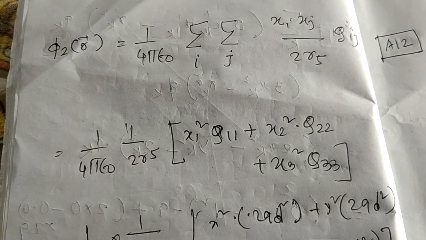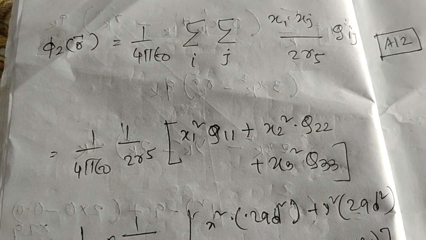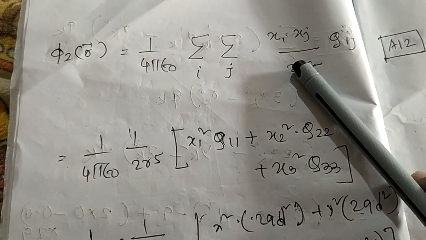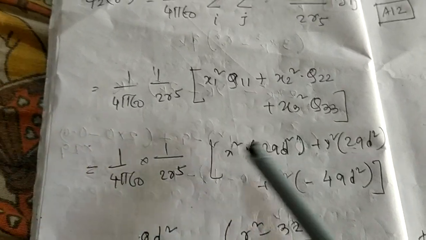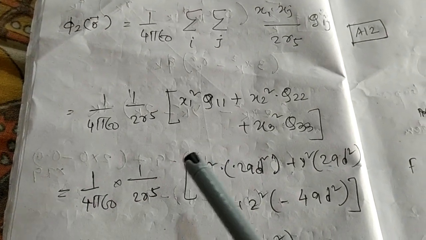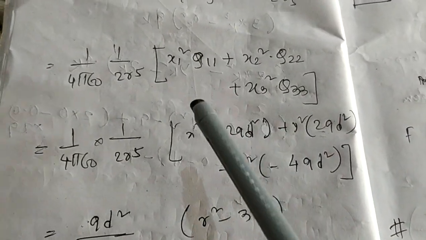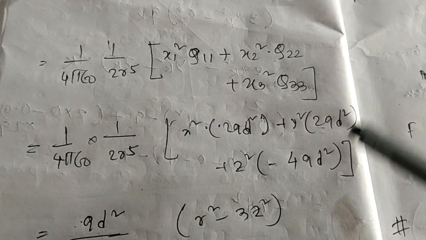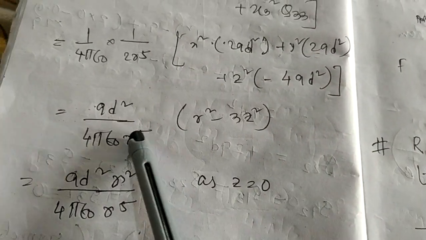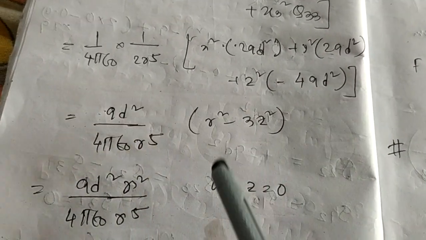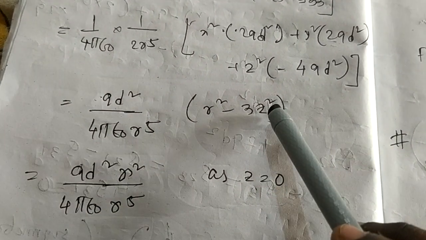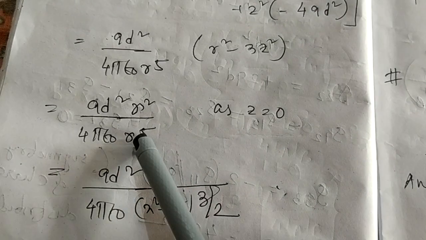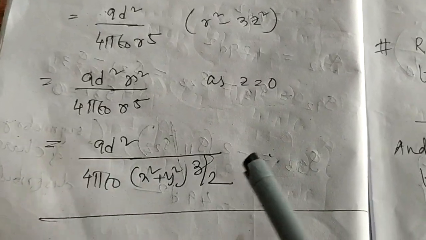Putting all the values in the potential term, that is given by this expression. Now calculating all this, writing all the components Q11, Q22, Q33, and putting all that in, we get this expression at last. Now as it said, z is equal to 0, so we put z equal to 0, and we get this expression, which is this.